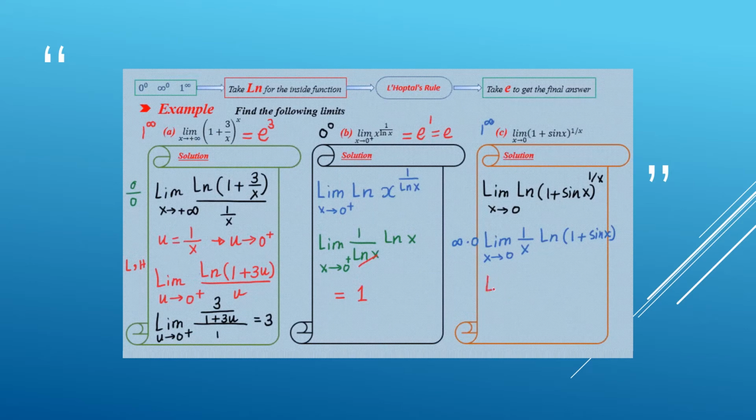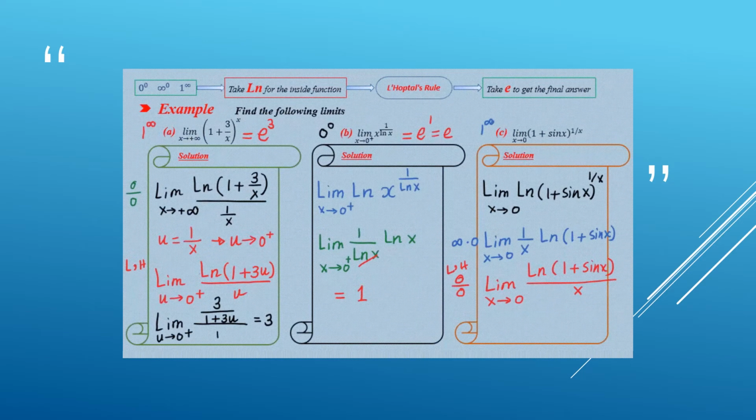So we have limit, we can rewrite this one as ln (1 plus sine x) over x when x goes to 0. Now by a direct substitution also, we have 1 plus sine 0, so we have 1 plus 0, 1, ln of 1 equals 0 divided by 0. So we can use L'Hopital's rule directly.